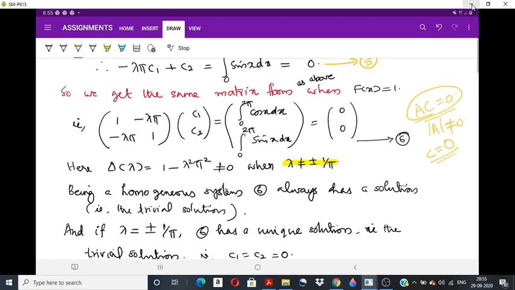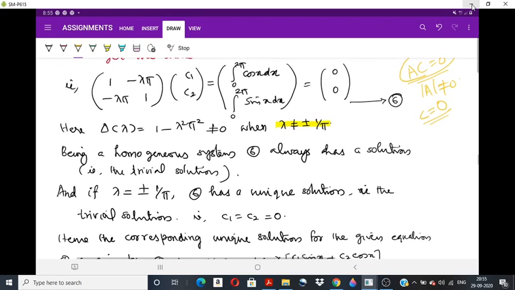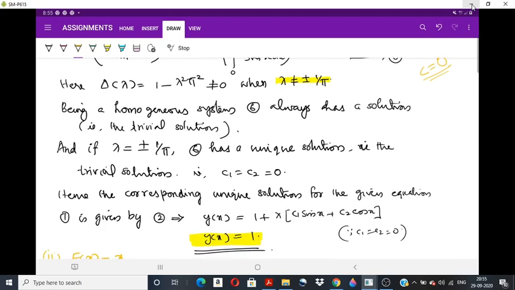When lambda is not equal to plus or minus 1 by pi, this has only the trivial solution. Consequently, if lambda is not equal to plus or minus 1 by pi, it has a unique solution, that is the trivial solution, that is where C1 equals C2 equals 0.